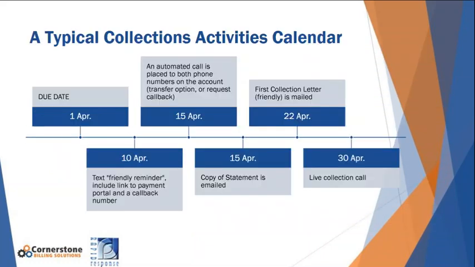This is a calendar, and this is pretty close to what our company uses when we are engaged by some of our dealers to handle their slow pay follow-up. This is the month of April, and we've got a due date, let's say April 1st. What happens next? We, these days, execute a friendly reminder text. We text, if it's a textable phone number, and we include in that text a link to our payment portal. We include a callback number. We'll get into that in a minute.